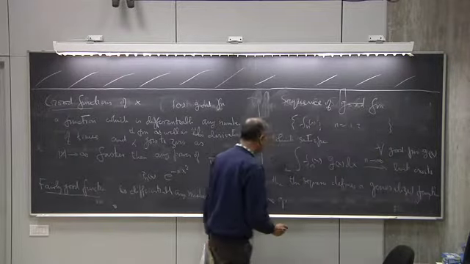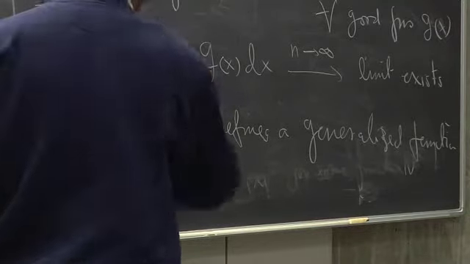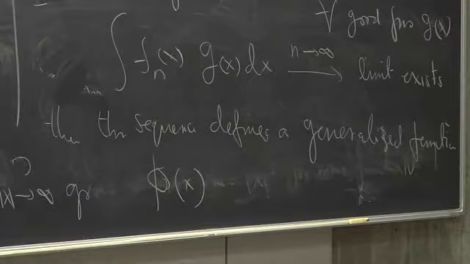And to distinguish between ordinary functions and generalized functions, we'll always use Greek letters for the generalized function. So this sequence defines a generalized function. Let me call it phi of x. So I'm going to distinguish: when you see a Greek letter, it means it's a generalized function, not an ordinary function.